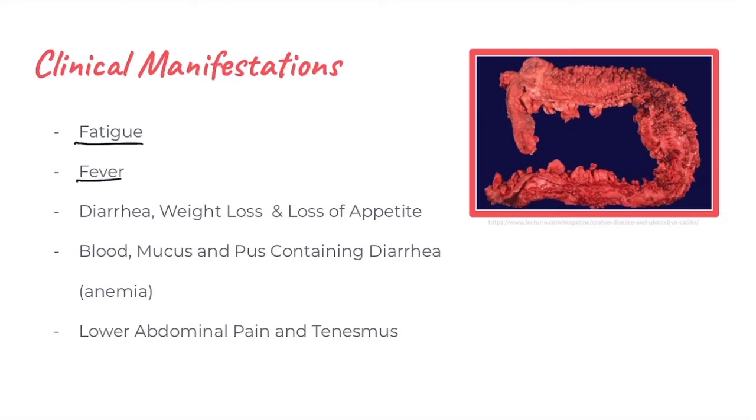Another thing that you might see is fever. Well, fever is happening because of the inflammation that's going on. And with inflammation, we have an immune response. And part of that immune response is fever. Some other things that you might see are diarrhea, weight loss, and dietary intolerance.